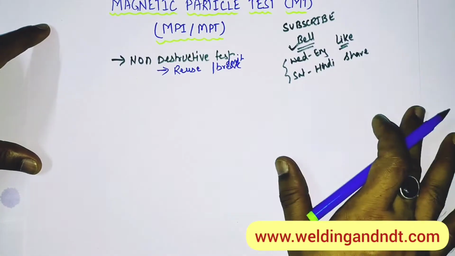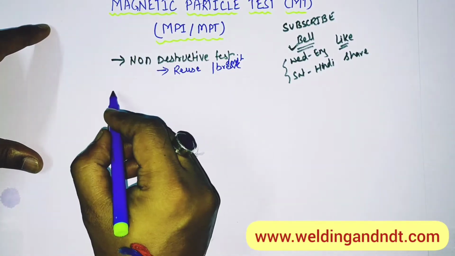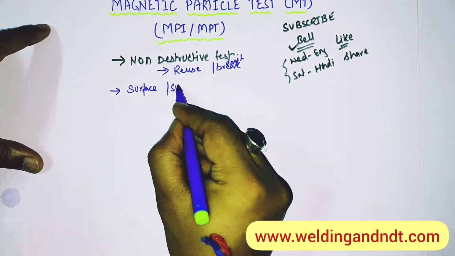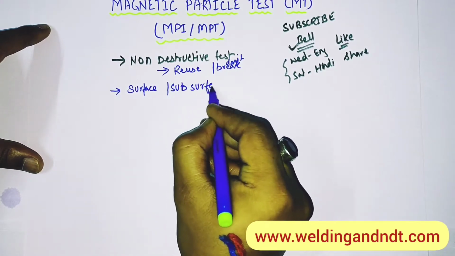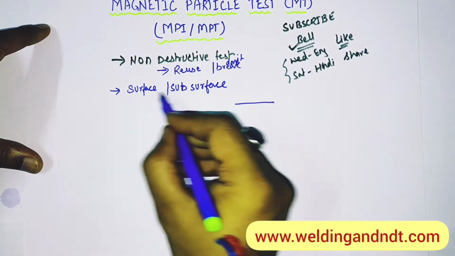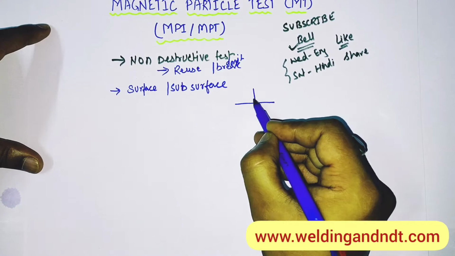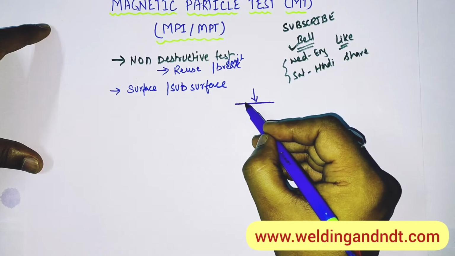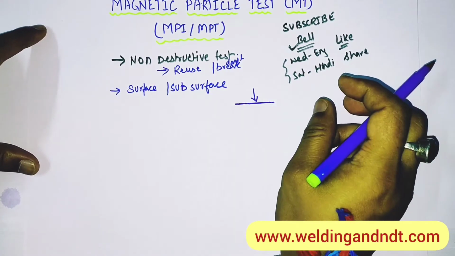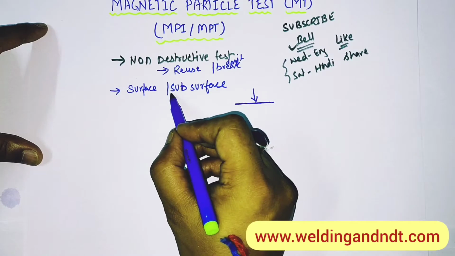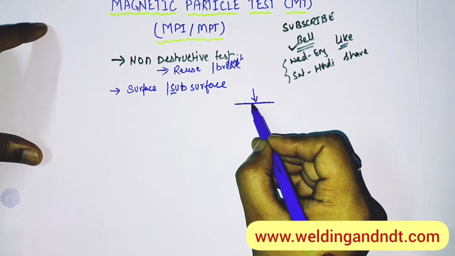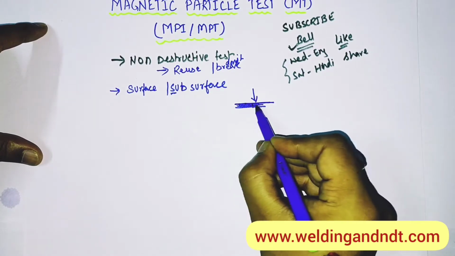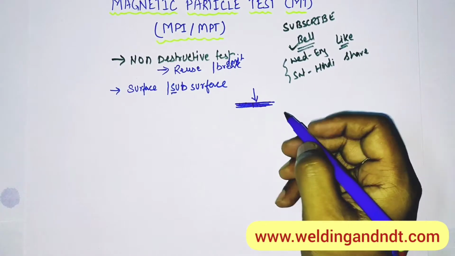Now with the help of magnetic particle test we can detect surface as well as subsurface defects. If I say surface, then if suppose this is the surface and there is any defect like a crack or anything surface breaking, then you can detect it by magnetic particle testing. But subsurface means nothing but the region below the surface. The area just below the surface is known as subsurface.